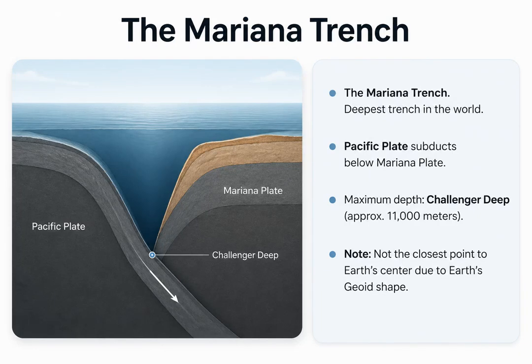Have you ever wondered where the deepest part of the ocean is? It is the Mariana Trench, formed by the subduction of the Pacific Plate beneath the Mariana Plate. Its floor, the Challenger Deep, plunges about 11,000 meters down. However, because the Earth is a geoid, meaning it bulges at the equator and is flatter at the poles, the Challenger Deep is actually not the closest point to the center of the Earth. Parts of the Arctic seabed are closer.